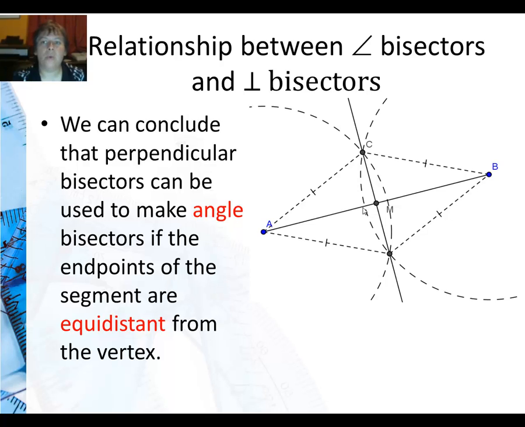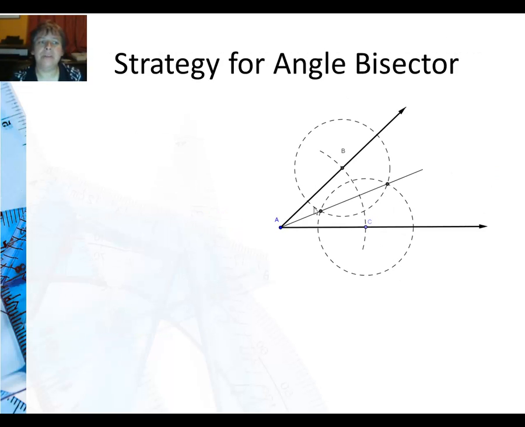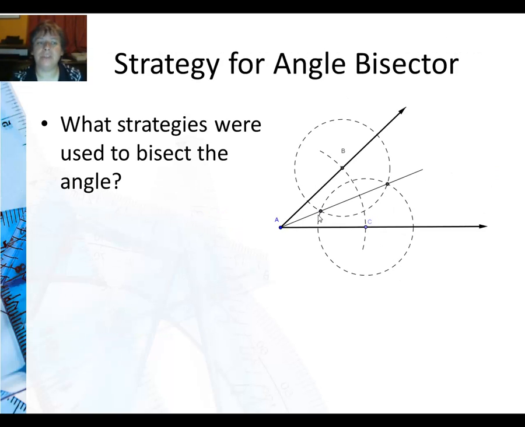So we can conclude that perpendicular bisectors can actually be used to make angle bisectors if the endpoints of the segment are equidistant from the vertex. So if these 2 points are the same length from the angle vertex there, then it'll work. So let's take a look at what strategies are used to bisect an angle. This is an angle bisector construction, and we will practice it in class. But you can still get the big idea.